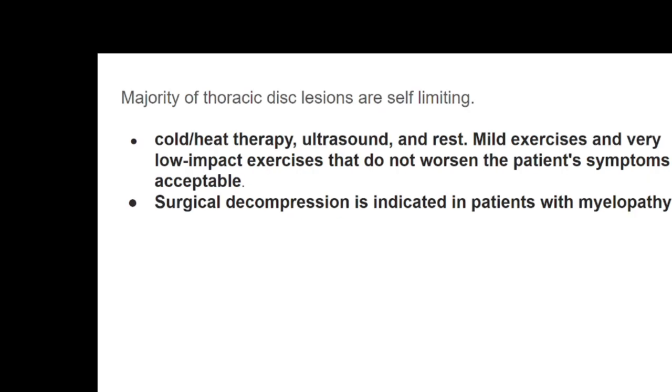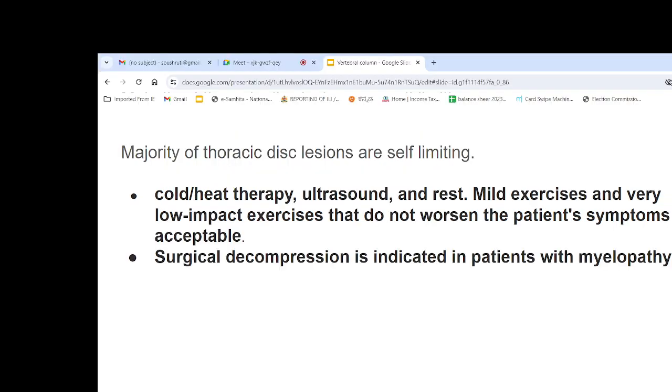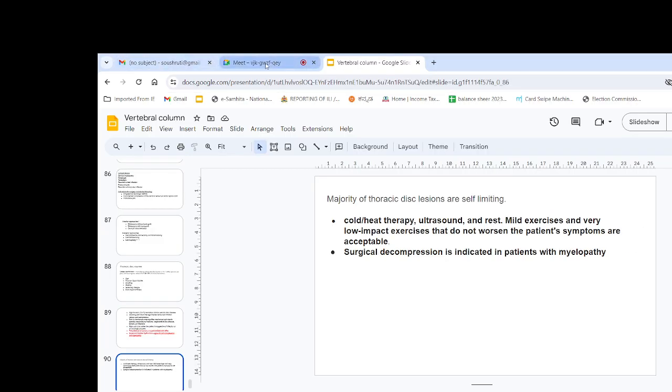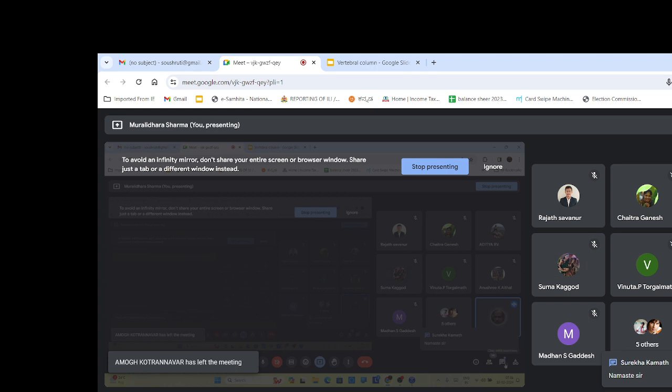Otherwise, if it's only a thoracic disc lesion, the majority of the conditions would heal by themselves. It's a self-limiting condition as such. If it's only a disc bulging or even minor trauma, it's a self-limiting condition which doesn't require any energetic treatment. The usual treatment protocols suggested are cold and heat therapy, ultrasound and rest. Low impact exercises could be advised. Surgical decompression is only when the patient has a myelopathy. I would prefer to prescribe only Gokshuradi and Punarnavamandura for a few days, and that would usually subside it. With this, we will conclude today, and in the next, we will consider other spinal cord syndromes like Brown-Sequard syndrome and so on.